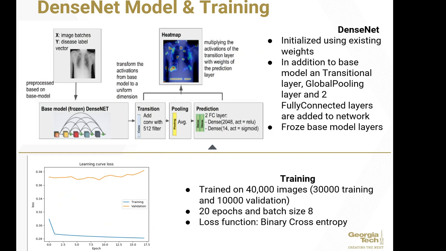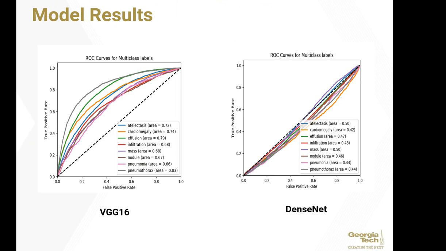The second model we built used DenseNet as the base model, again trained on ImageNet. We replaced its final layers with a transitional convolution layer, a global pooling layer, and two fully connected layers as before. To optimize our training time, we froze the parameters from the base model. In the loss curve, we see that the training loss decreases and the validation loss increases. This hints at possible overfitting.